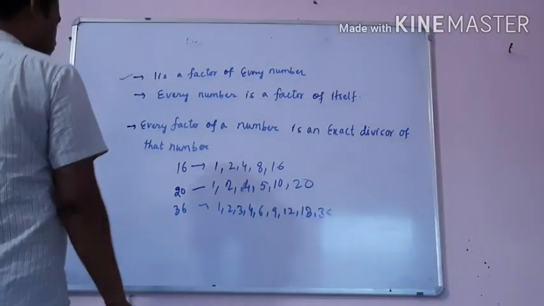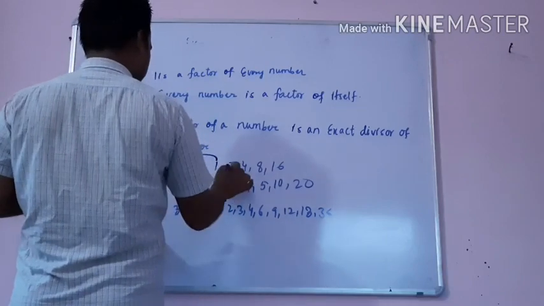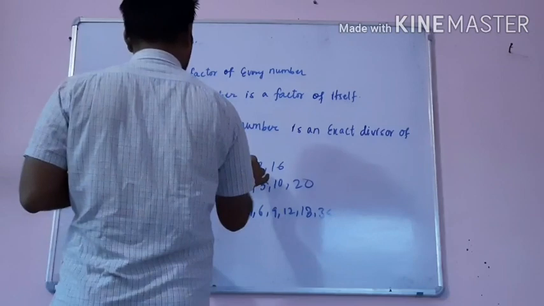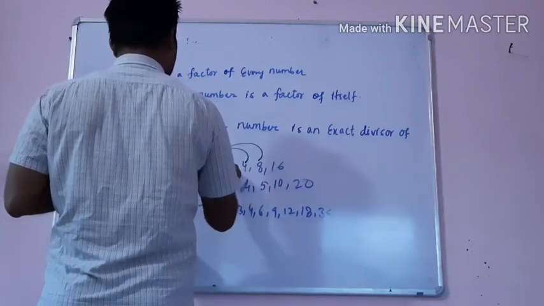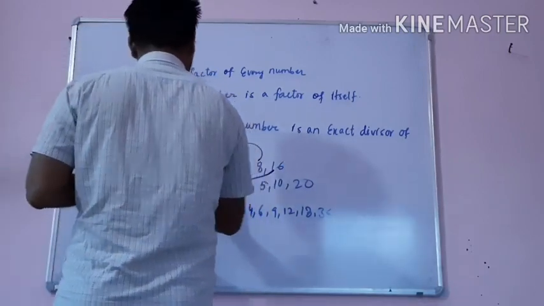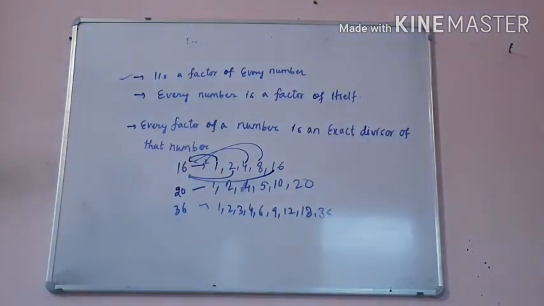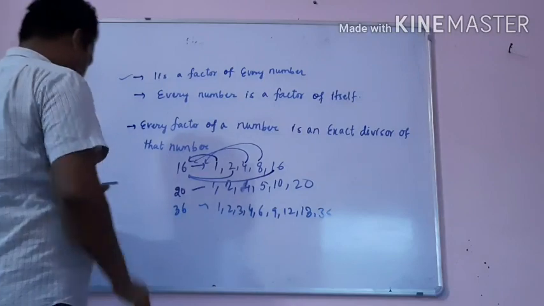Now see, when we divide 16 by 1, it is exactly divisible. When we divide by 2, it is exactly divisible. When we divide by 4, 16 is exactly divisible. When we divide by 8, it is exactly divisible. When you divide by 16, it is exactly divisible. In all the cases, when you divide by its factor, that number is exactly divisible.